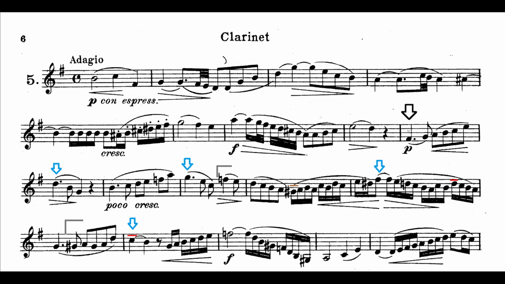The F is really an interruption of that phrase. It's actually the indication of a new phrase that goes all the way into the next arrow, the blue arrow on F sharp.